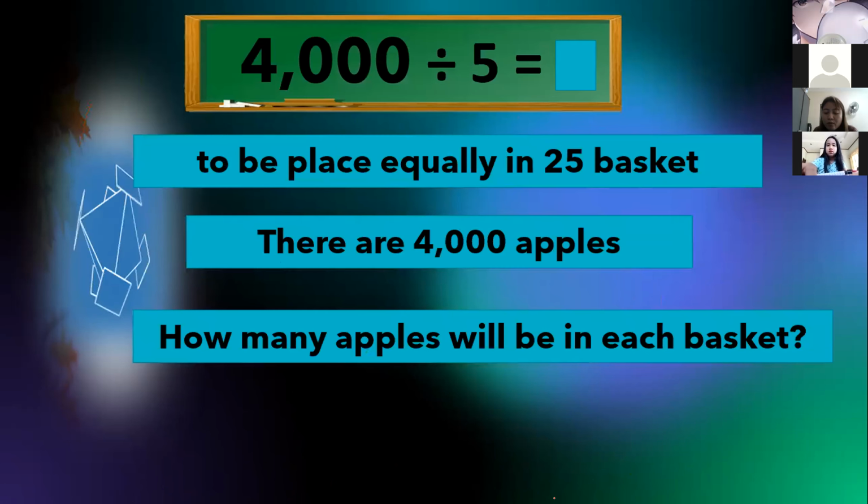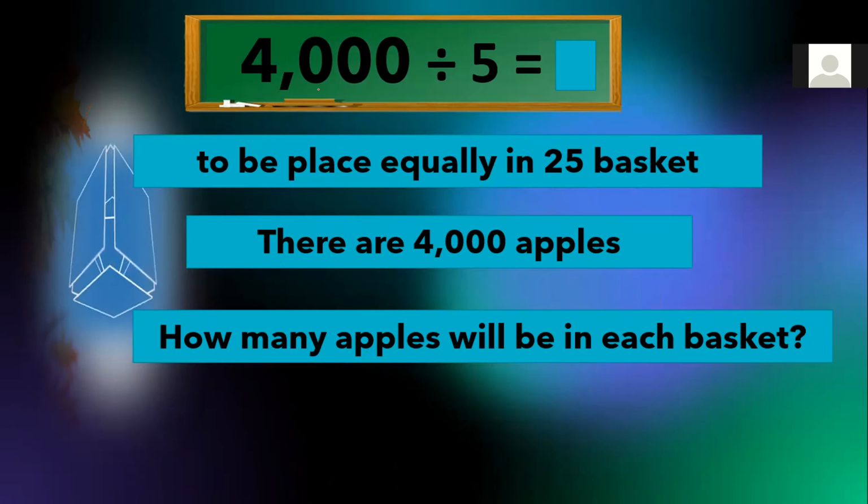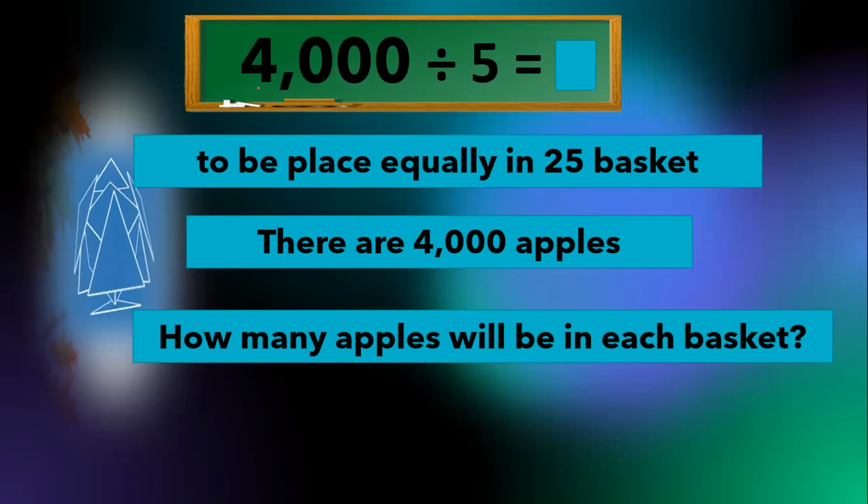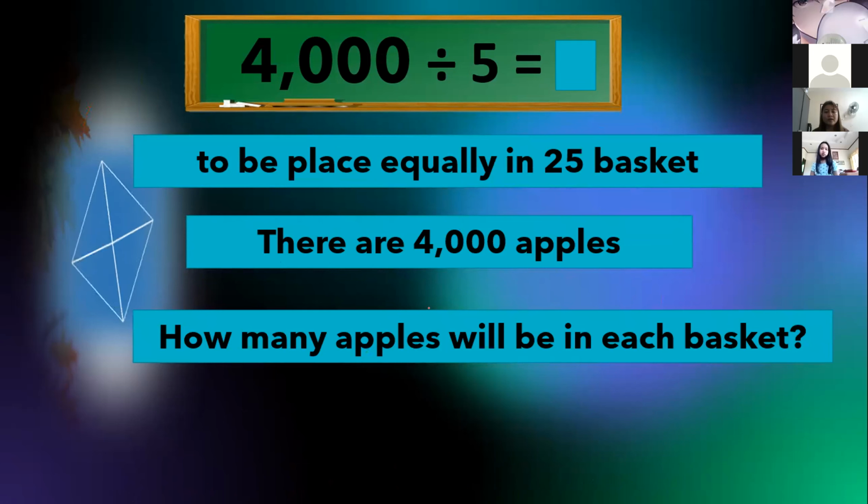Okay, so again, we have another example. So we have here the number sentence 4,000 divided by 5 is equal to blank, or box. So what will be our number? What will be our first sentence? What is our first sentence?